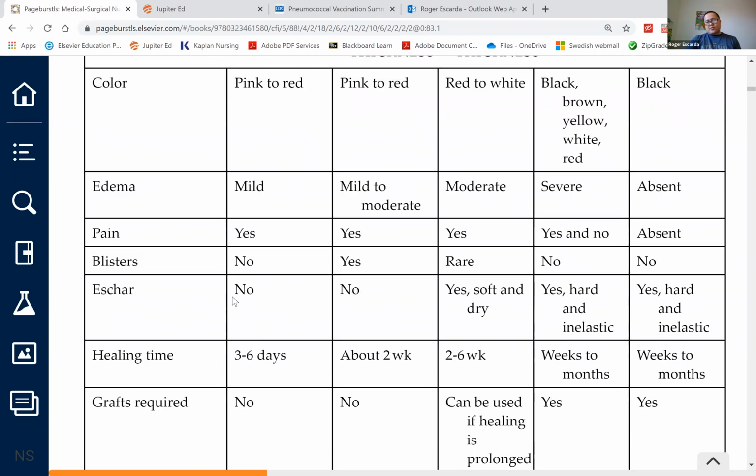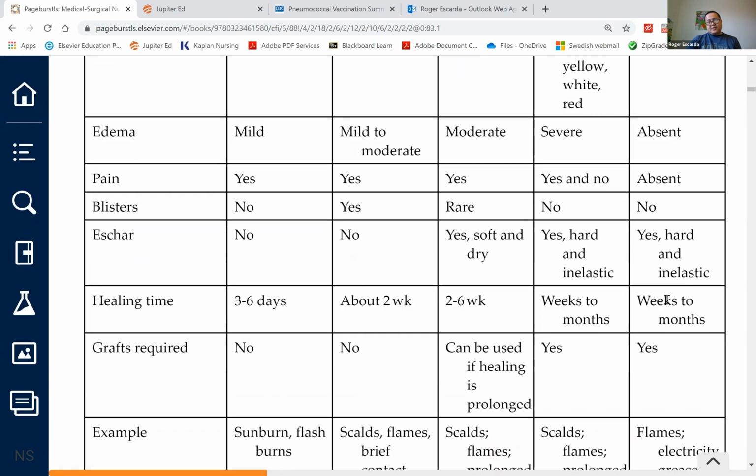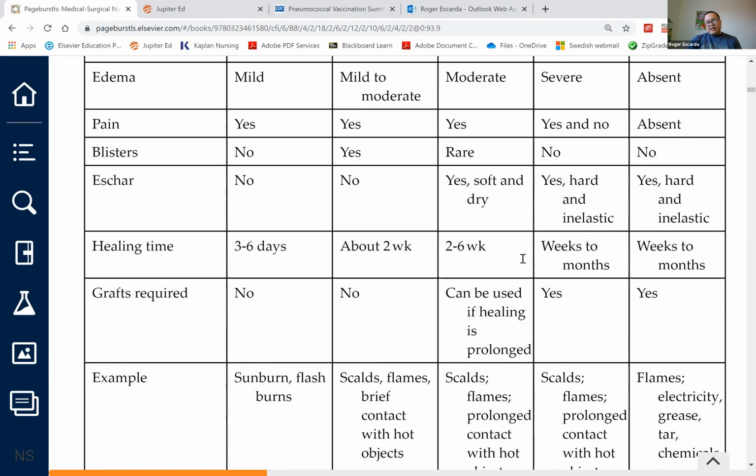Eschar, of course, no dead tissue in superficial. Then you have severe eschar the deeper you go, more dead tissue. Healing time also takes longer the deeper you go.